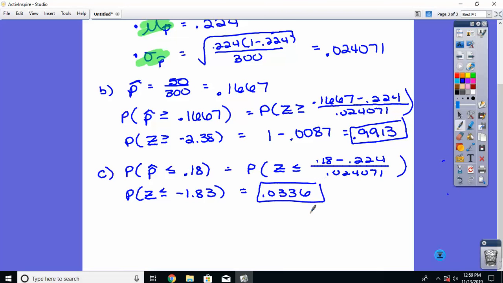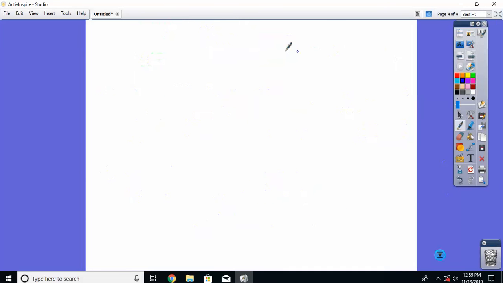I asked if that was unusual. Unusual means less than 5%, so is this? Yes. Are we okay with number 10? Number 11.